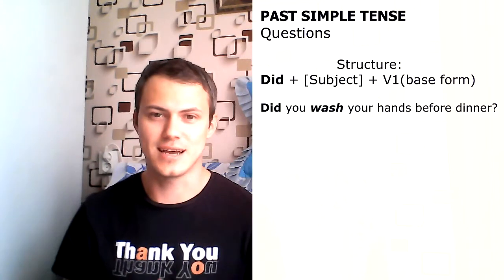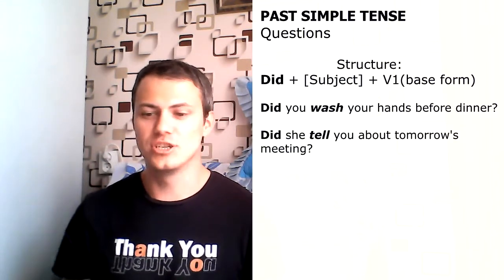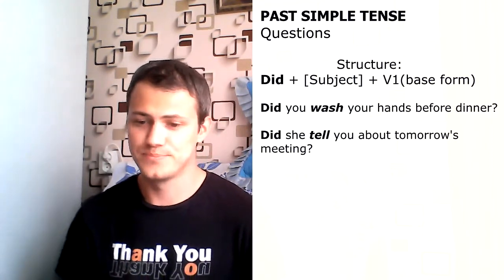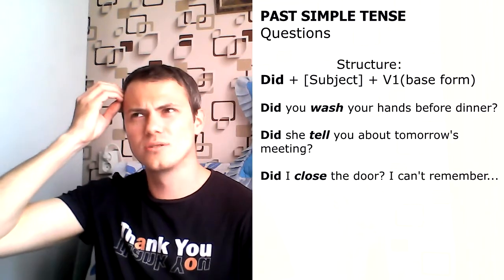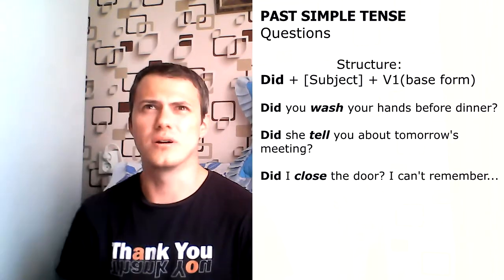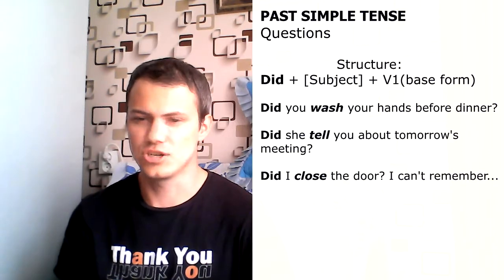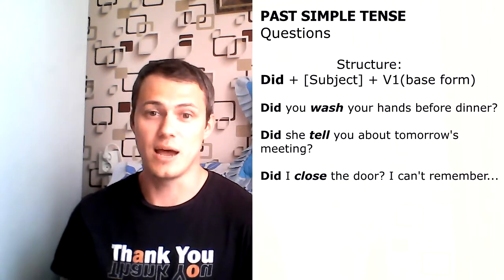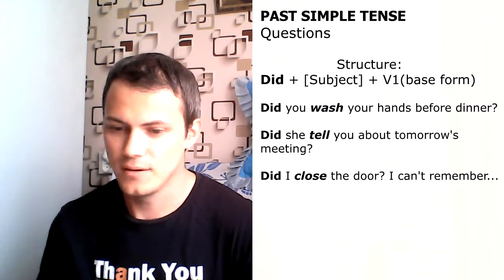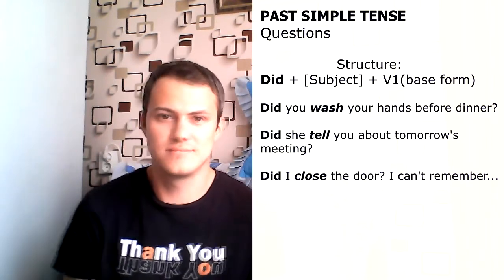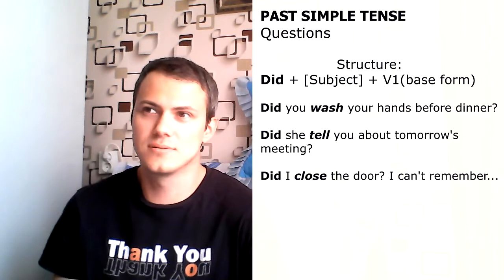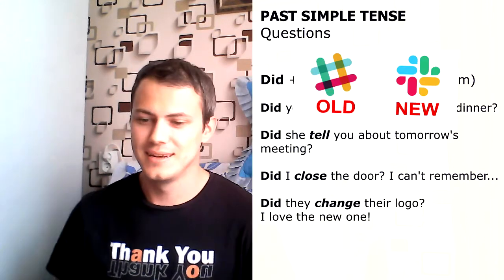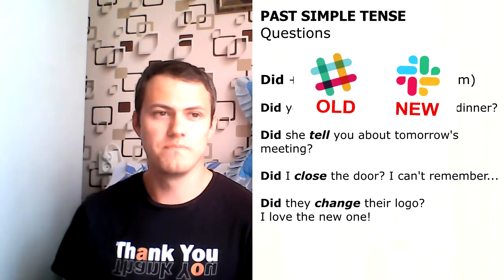And a couple of another examples. Did she tell you about tomorrow's meeting? For example, did I close the door? I can't remember. And actually, situation like this often happens to me in my life. I can't remember anything. I don't know. Maybe it's because of my age. So, one more example. Did they change their logo? I love the new one.